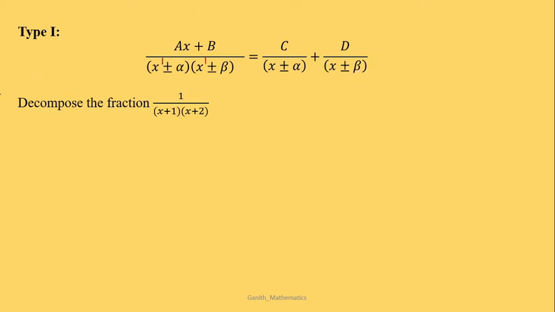So now we are going to decompose this fraction, 1 divided by x plus 1 into x plus 2. Solution. So this is my fraction. The numerator is just a constant. Simply it is b alone. There is no ax, that means the x term is not there. 1 divided by x plus 1 into x plus 2.